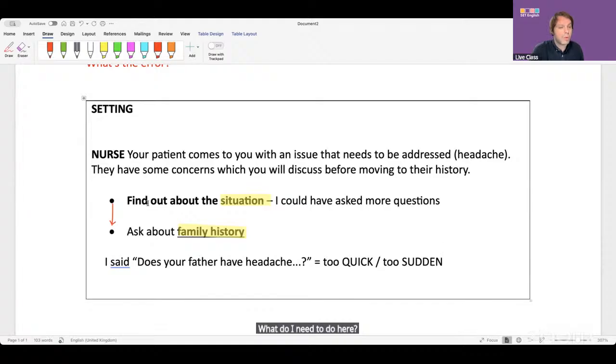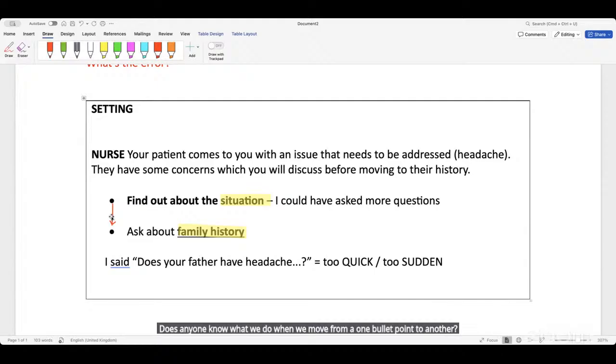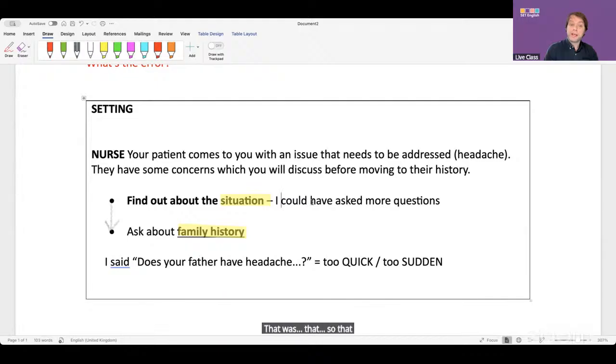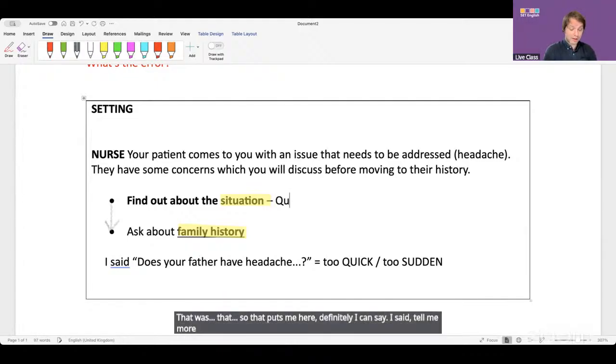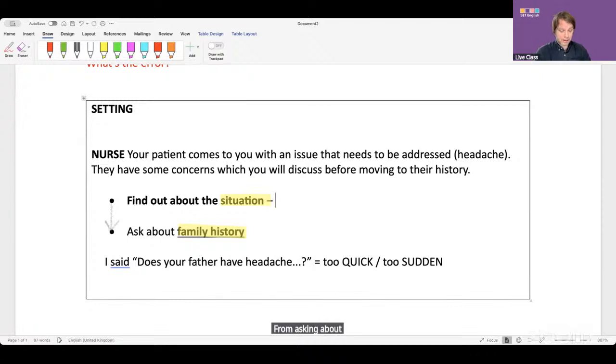Does anyone know what we do when we move from one bullet point to another? You can ask, how is your headache? Where is it? Something like that. Definitely, I can say, tell me more. Definitely, I can ask questions here. I agree. But how do I change from asking about the headache to the family history?